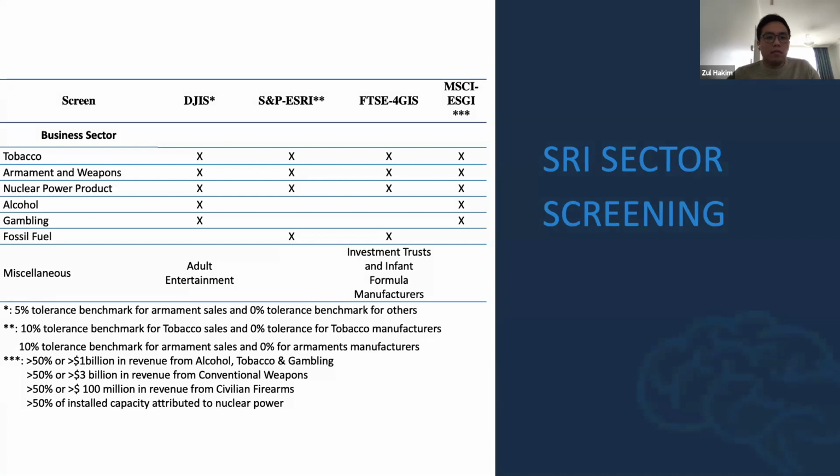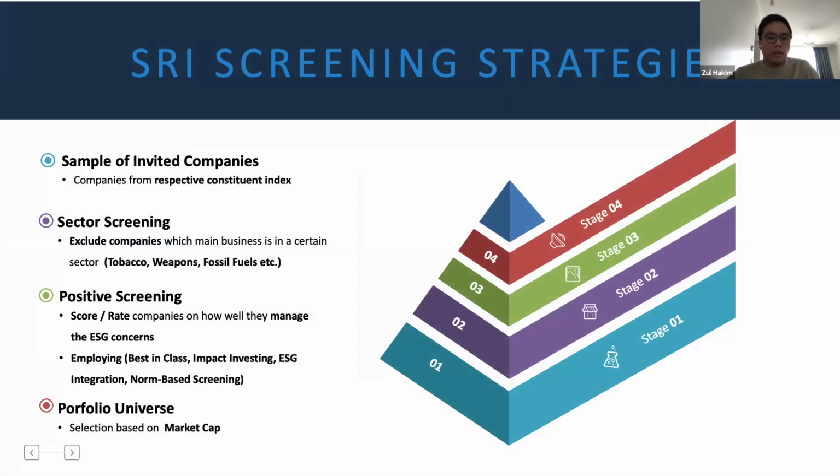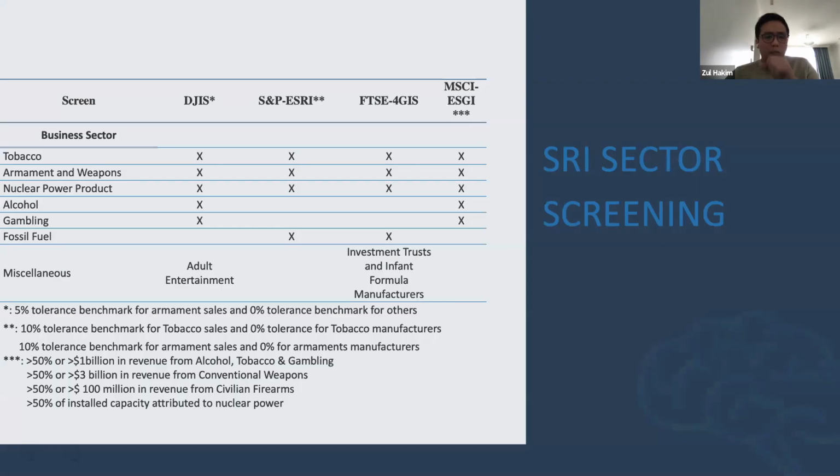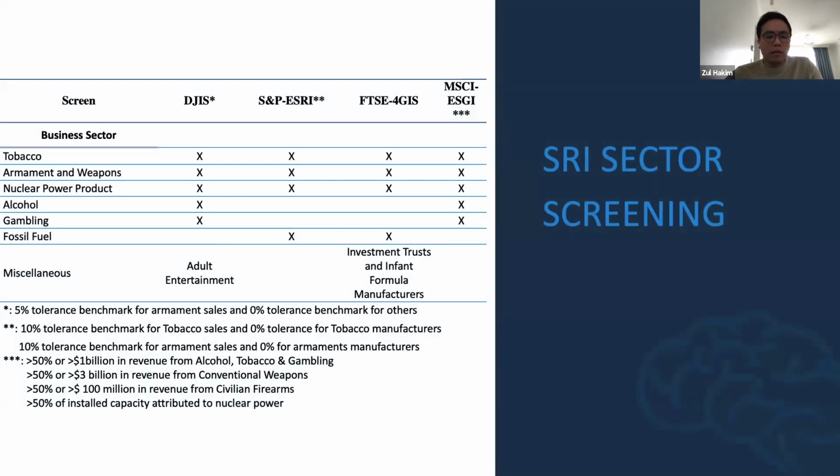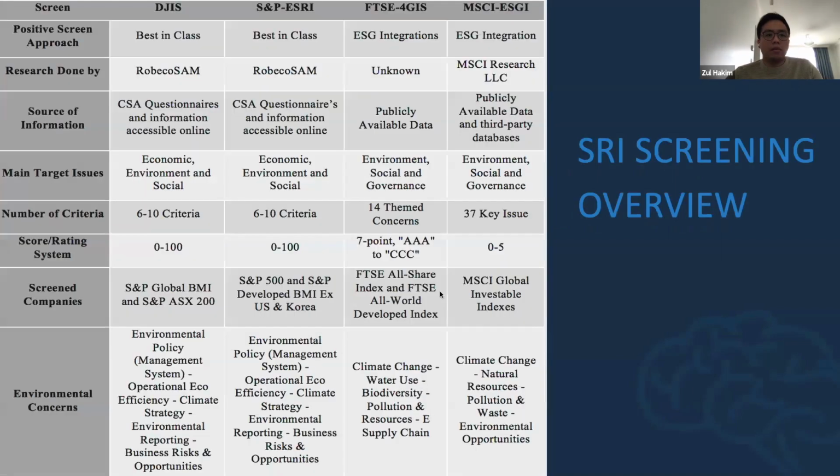Just an example of the different SRI indices that are currently available in the market: Dow Jones, S&P, FTSE, MSCI. We can observe from the first initial screening, which is the sector screening, most of them actually agree on certain sectors to be excluded in the business criteria. And moving forward, this is just an example of the differences and how it's been practiced.